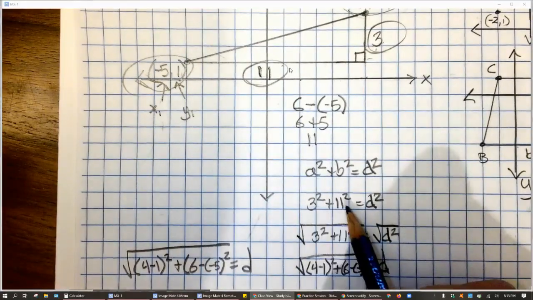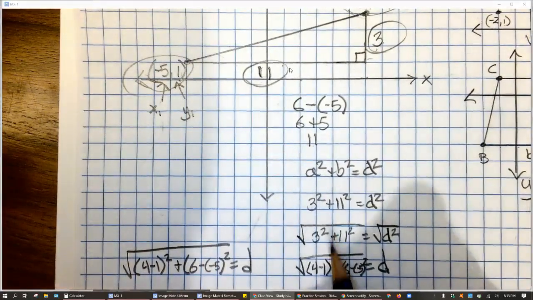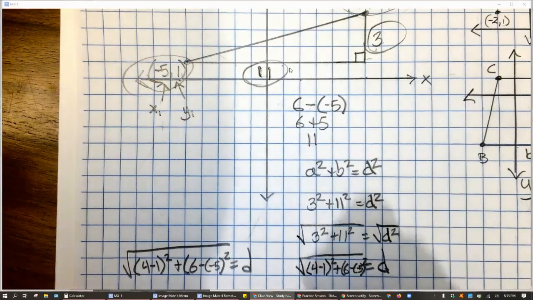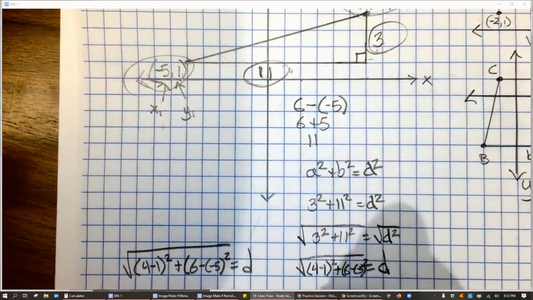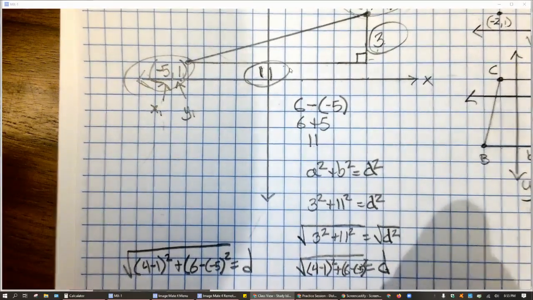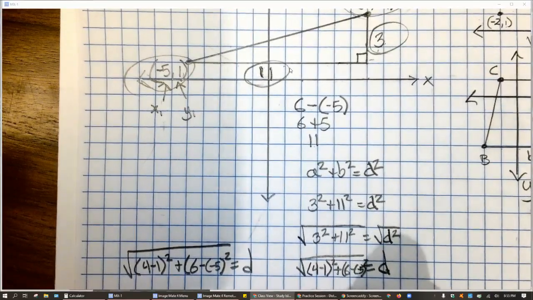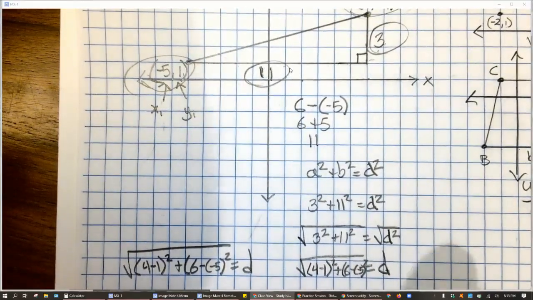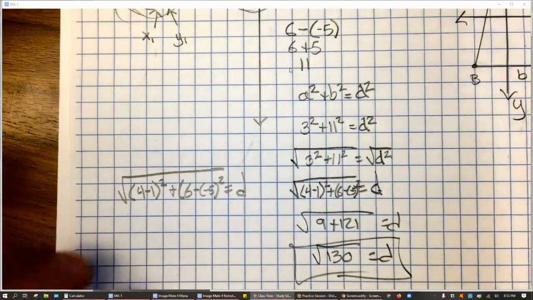So 3 squared is 9, 11 squared is 121, 4 minus 1 is 3, right? So you get the square root of 9 plus 121 is equal to the distance, so the square root of 130, and whatever that turns out to be, that's your answer, right? Well, that's what we get for the distance formula.